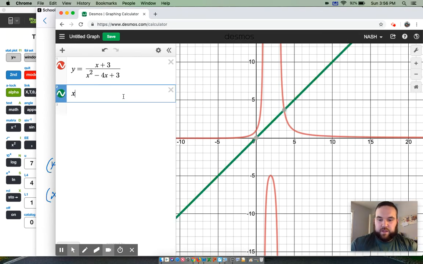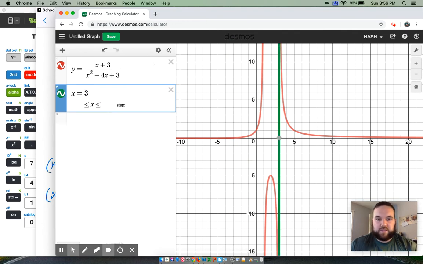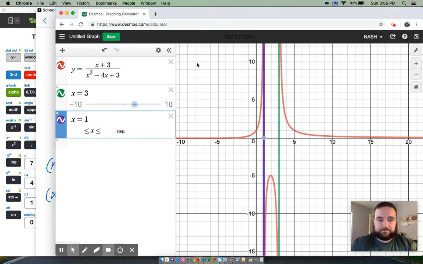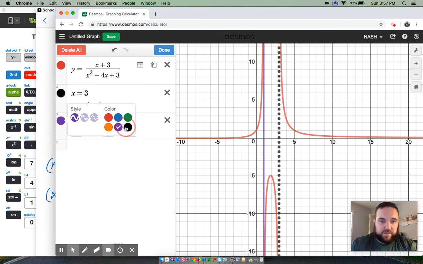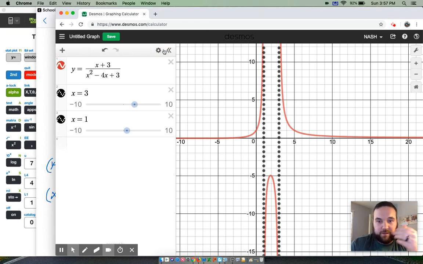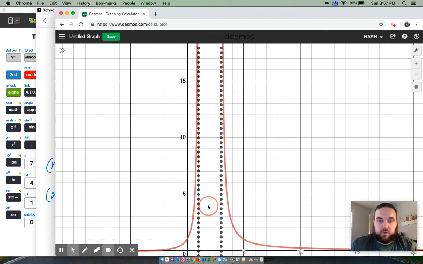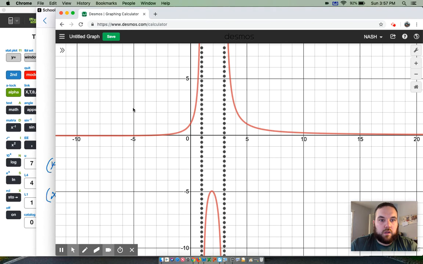And as you can see, we have x equals -3... x equals 3 is one of our vertical asymptotes, as well as x equals 1 is another vertical asymptote. And so if I change these into dotted lines, it'll be a little bit clearer that those are asymptotes themselves.